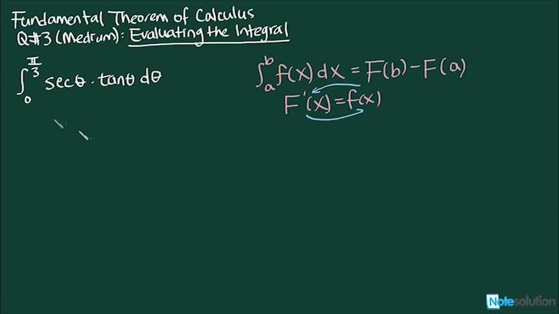So in this case, we need to determine the antiderivative of this function. This is f at x, and we need to come up with capital F at x. We know that this is a trigonometric function, and it's the typical form for secant. When you take the derivative of secant x, you get this expression.